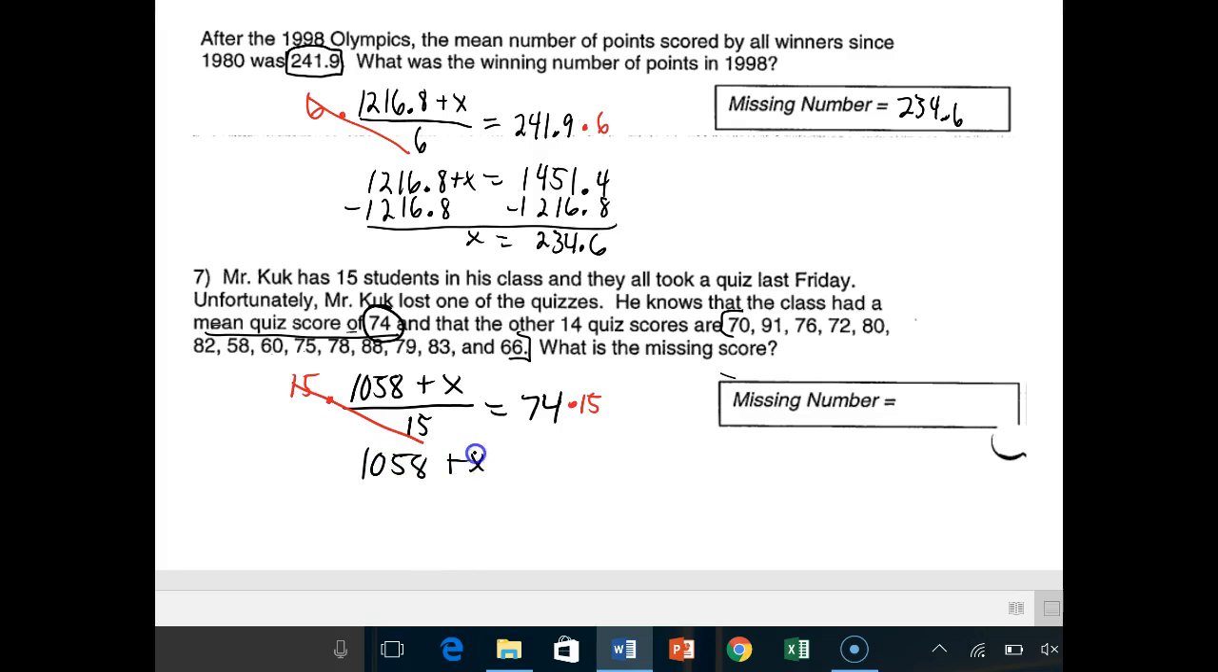1,058 plus X is equal to 1,110. We subtract 1,058 from both sides, and we get our answer of 52%. Or a score of 52 was that last one. That's the end of part 2.